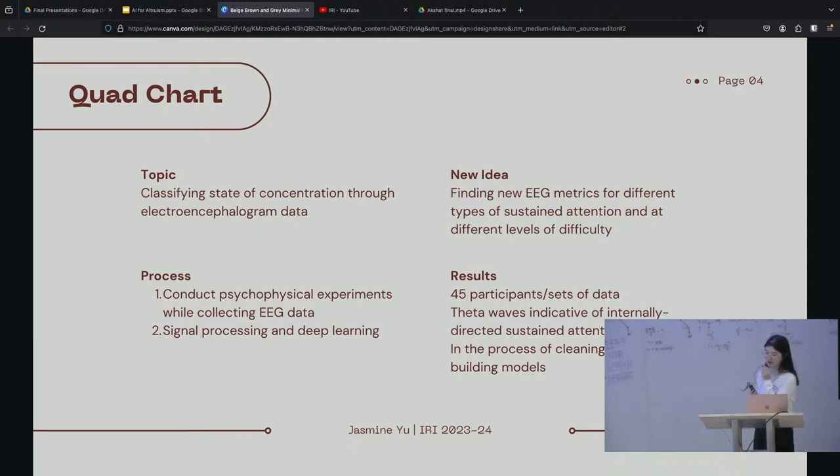And my results, I would agree that this is an ongoing process, is that I've collected 45 sets of data from 45 participants, and I've come to an initial conclusion that theta waves are indicative of internally directed sustained attention, and I'm also in the process of continuing cleaning, processing, and the models.